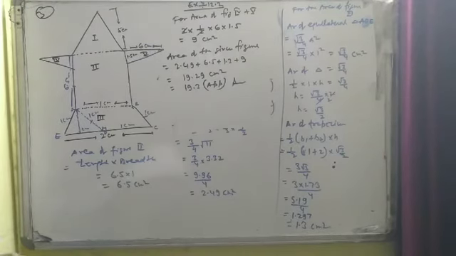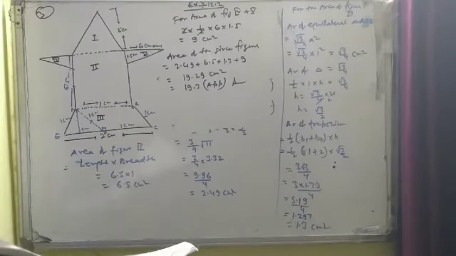Let us move to question number 4. In question number 4, a triangle and a parallelogram have the same base and same area.